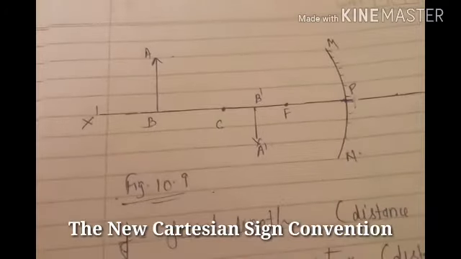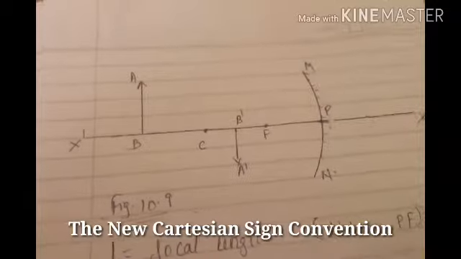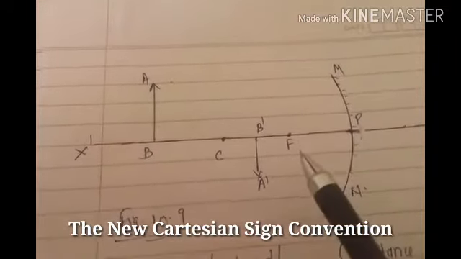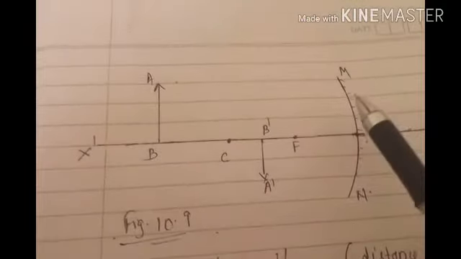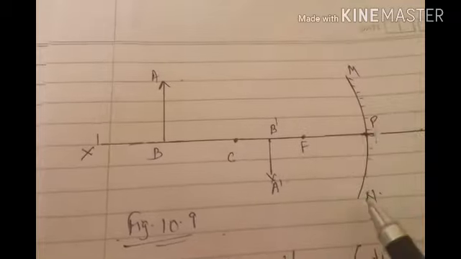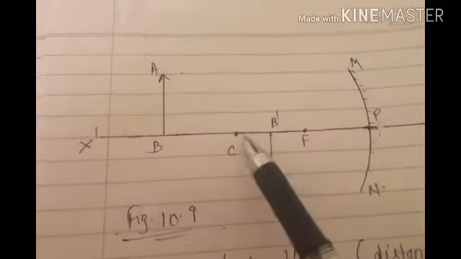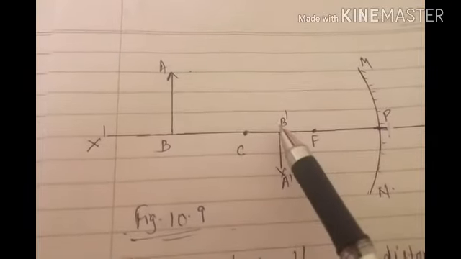Hello students, now we will learn sign convention for reflection by spherical mirrors. This is figure 10.9. There is more information in the textbook, but I have made it very simple. This is a concave mirror, MN is the aperture, P is the pole of the mirror, F is the focus, C is the center of curvature, AB is the object, and A'B' is the image.